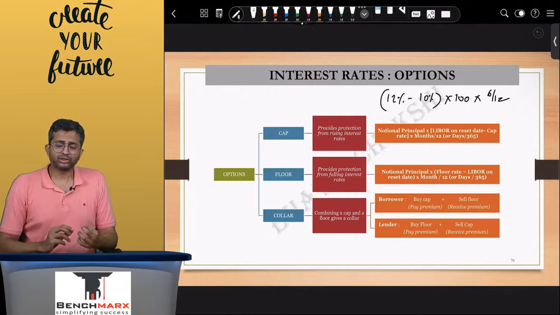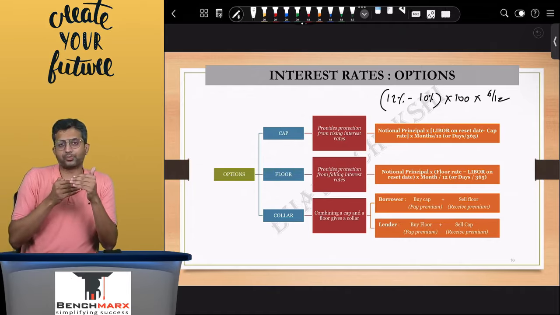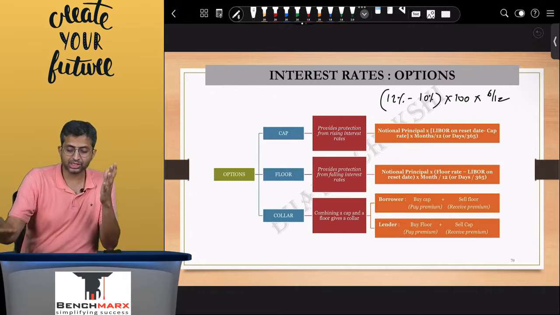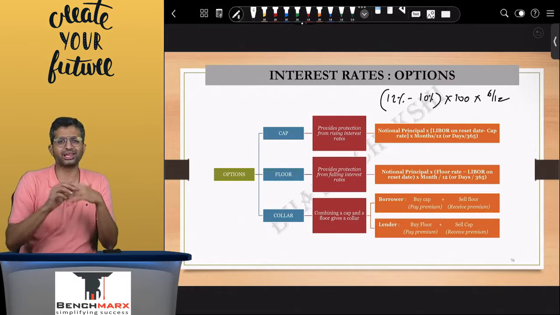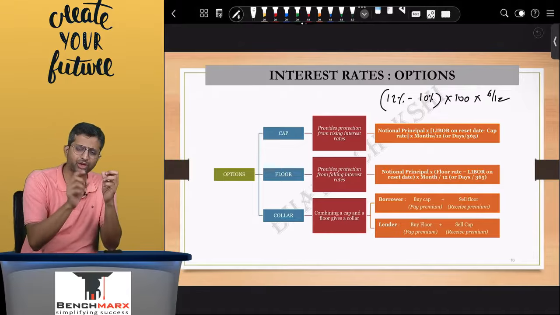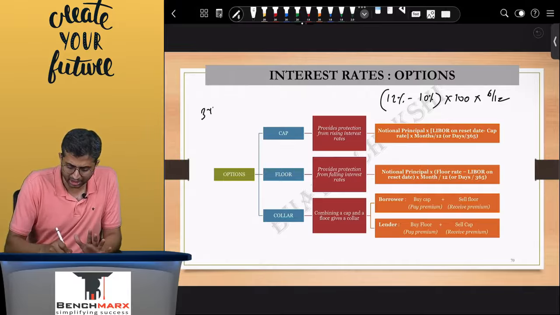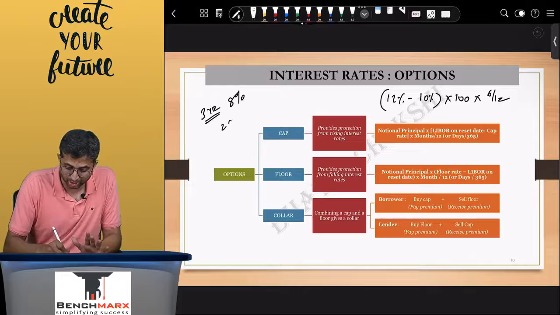Now, even in case of caps and floors, the problem is the premium is generally paid upfront. However, these amounts are paid at a later date, and hence you might need to find the annualized premium, whereby you will convert your premium into an annuity. So for example, your cap is a 3-year cap. The rate of interest prevailing today is, for example, 8%, and you have to pay upfront 2 crores.